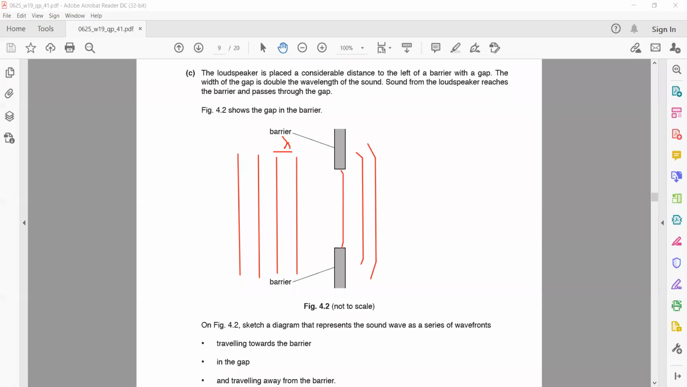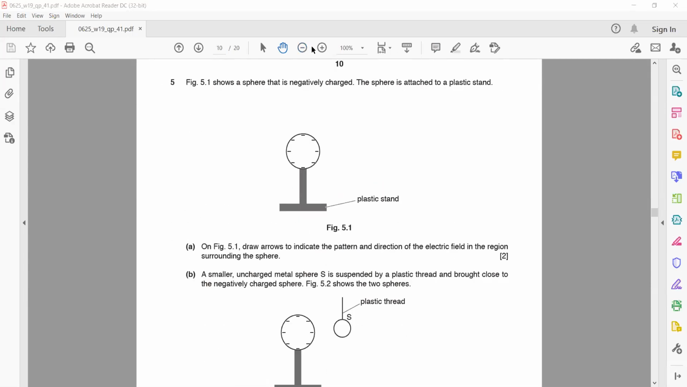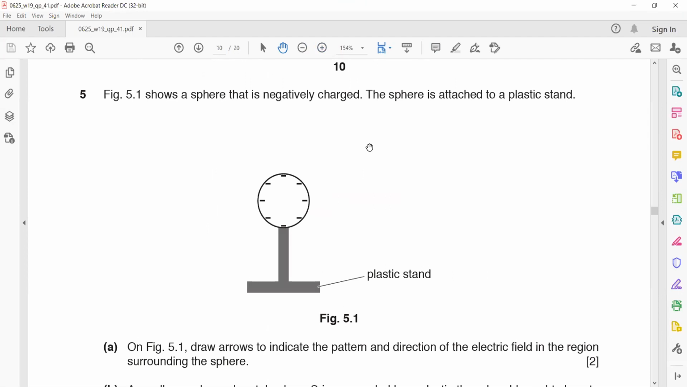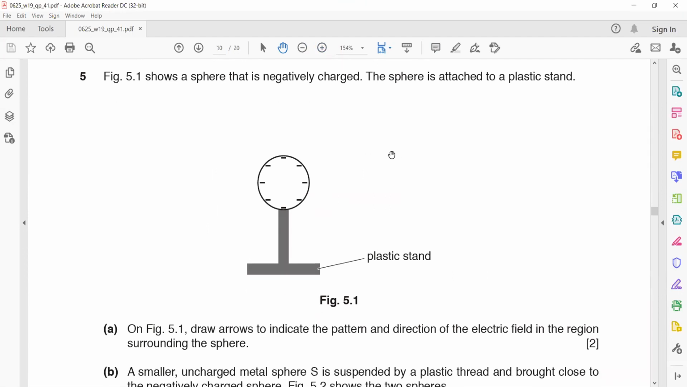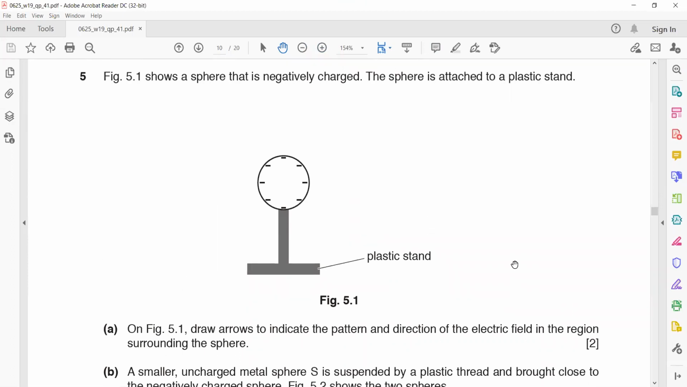The next question, figure 5.1 shows a sphere that is negatively charged. The sphere is attached to a plastic stand. On the figure, draw arrows to indicate the pattern and the direction of the electric field. So you can use screen annotation to complete this electric field. Yeah, that's right. Because it's a negative charge, the electric field lines are pointing inwards.